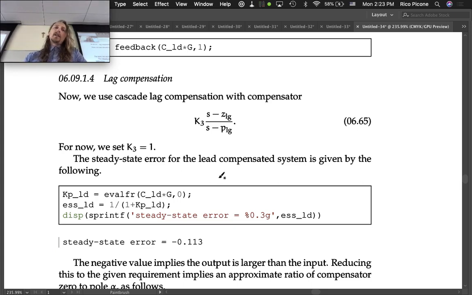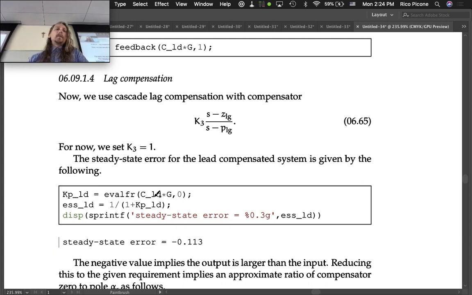Steady state error for the lead compensated system is given by the following. So we evaluate what Kp is. Remember the position constant for steady state error, and that's KPLD. And I estimate, and then we compute now what the steady state error would be for the lead case. And notice that I'm doing this not for the plant transfer function, but for the plant and the compensator, the lead compensator in there. And that's important because the lead compensator included these pole and 0 locations that affect the finite steady state error that we have for a step input.